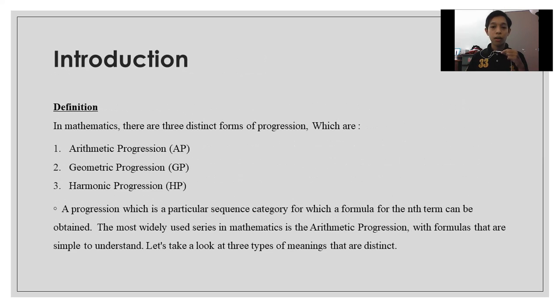Now I'm going to talk about the introduction. First of all, arithmetic progression is a number sequence in which the difference of any two consecutive numbers is a constant value. For example, the series of natural numbers, 1, 2, 3, 4, 5, and 6, is an arithmetic progression, which has a common difference between two terms. As an example, 2 minus 1 is equal to 1.